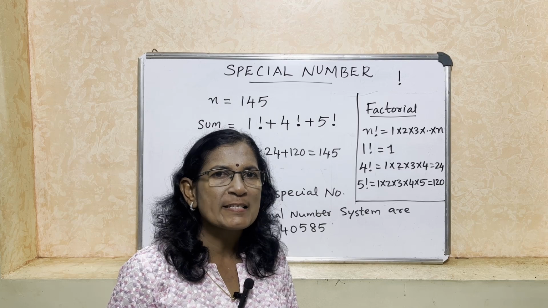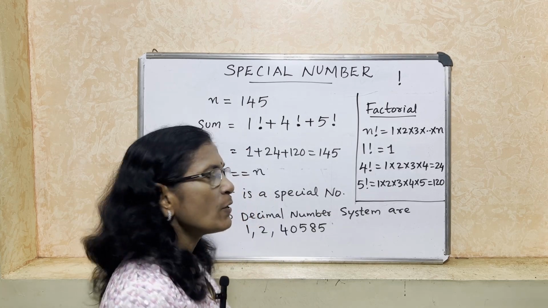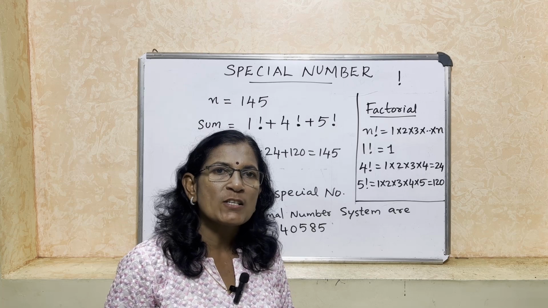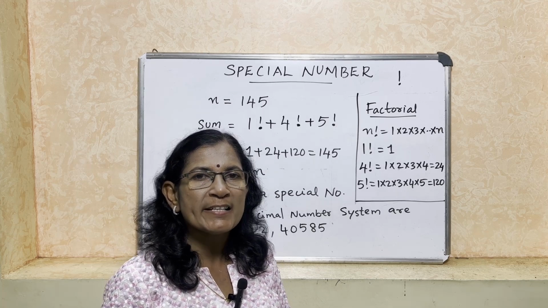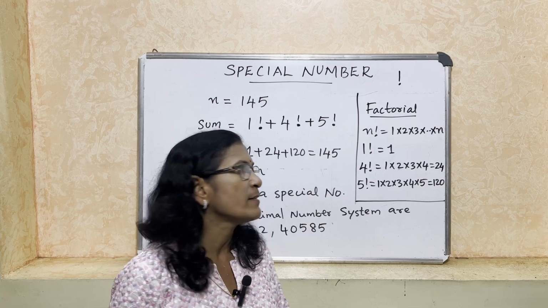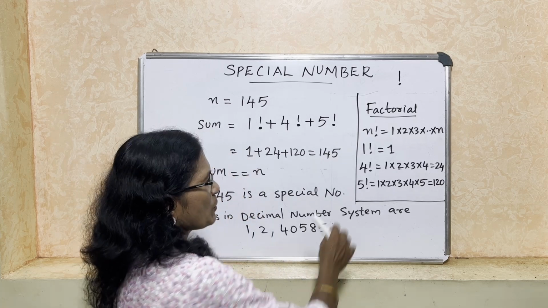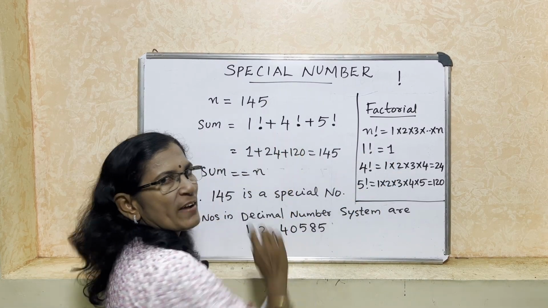Factorial of a number is the product of all the numbers from 1 to n. Or you can take it in the reverse order: the product of all the numbers from n to 1. n into n minus 1 into n minus 2 into up to 1. So what is 1 factorial? 1 factorial is 1. So what about 4 factorial?